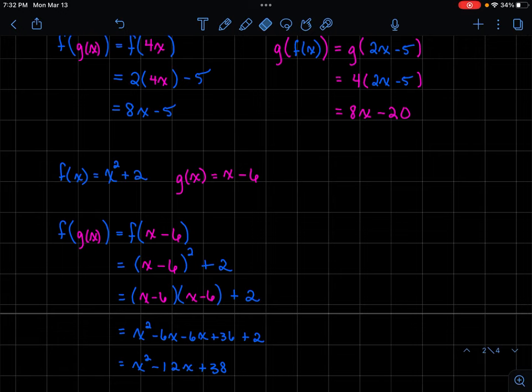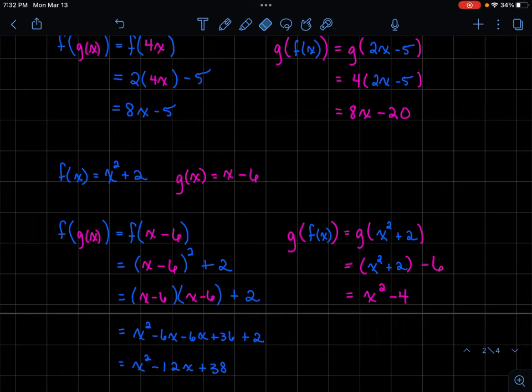Let's go in the other direction. Let's do g of f of x. The f of x function is x squared plus 2. So we're plugging x squared plus 2 into the x of the g function. What is the g function? It was x minus 6. So in that parenthesis, all I'm plugging in is the x squared plus 2. And this one is a much faster problem. The only like terms that we have here are the plus 2 and the minus 6. So the answer of g of f of x is x squared minus 4.